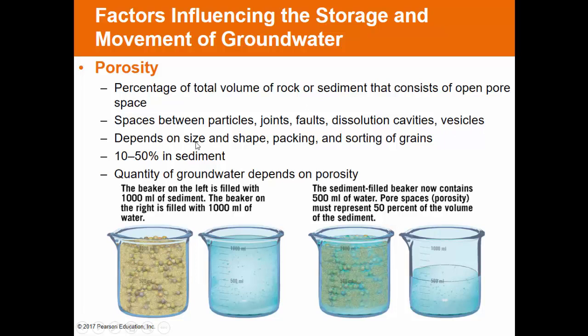Porosity depends on the size, the shape, the packing, and the sorting of grains. If you have lots of different grain sizes, you may have one type of porosity. If all the same grain size, a different type of porosity. But in unconsolidated sediment, that porosity can be as much as 50%. So this beaker has 1,000 milliliters of sediment, all right? And this has 1,000 milliliters of water.